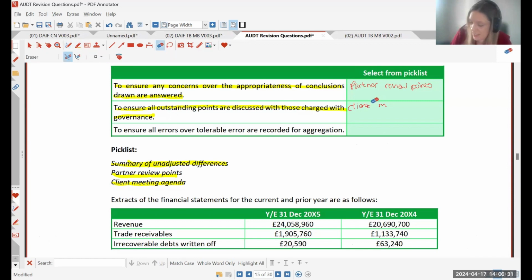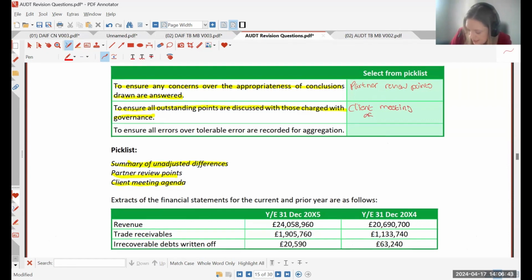That's not very clear, is it? Let's try that again. Not that that's much better. So client meeting agenda. What's nice about this is I think it's very difficult to get this one wrong with the options that you've been given.